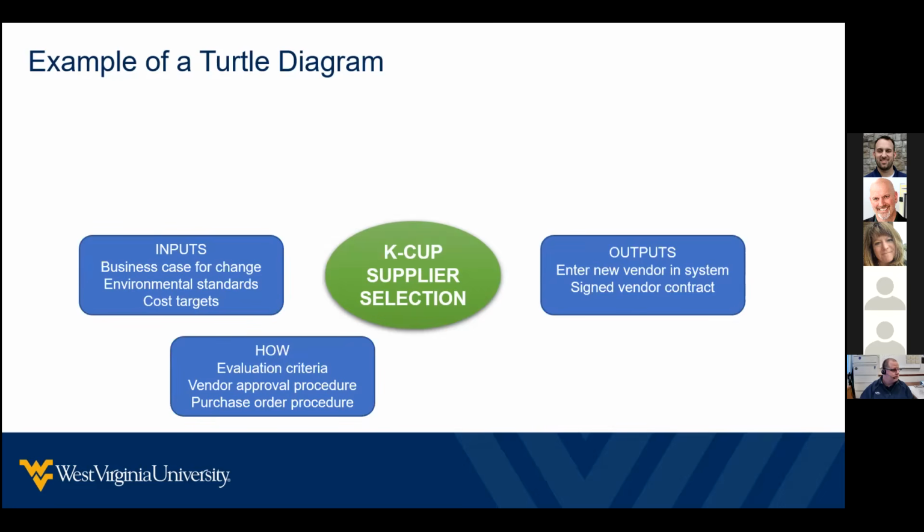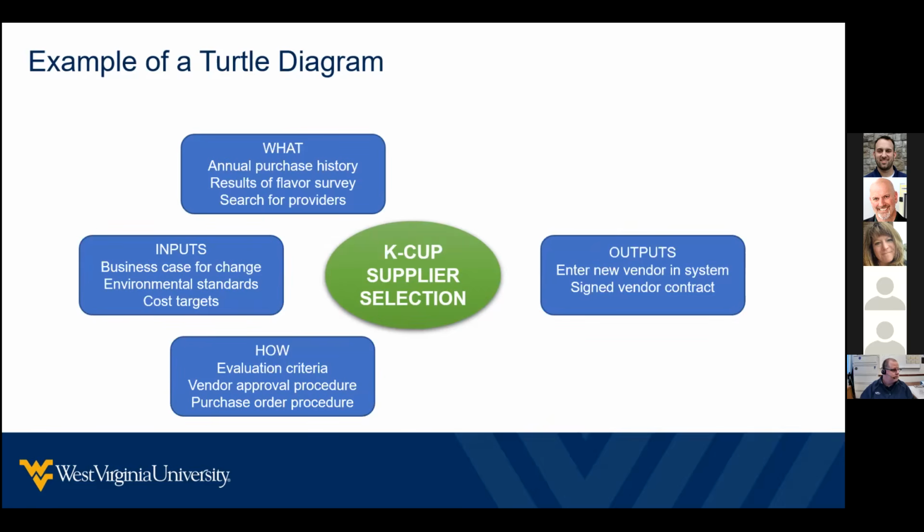To address how it's done, we'll need an evaluation criteria to ensure we judge all vendors the same and that the process is fair. Once we've selected a new vendor, we'll also need procedures for vendor approval and purchase orders to ensure that we're following the correct steps. Next, what do we require? What do we require to do this?